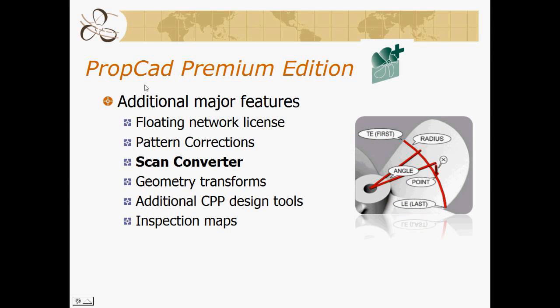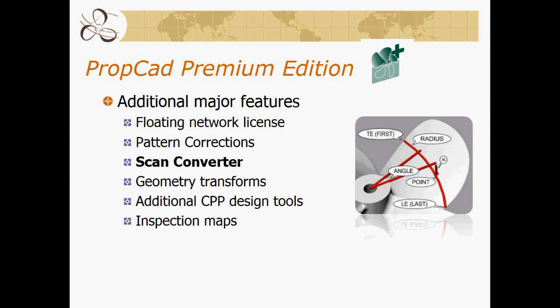The major additional features that are included in the PropCad Premium Edition, the first thing is a floating network license, which allows you to work remotely. So you can have the license key installed on another computer and you can run PropCad on a different computer. The pattern corrections was the subject of our webinar last week, and you can watch that webinar from our website. Today we're going to review scan converter, and then there are a few more additional features that are included in the premium edition that we will go over in future webinars.